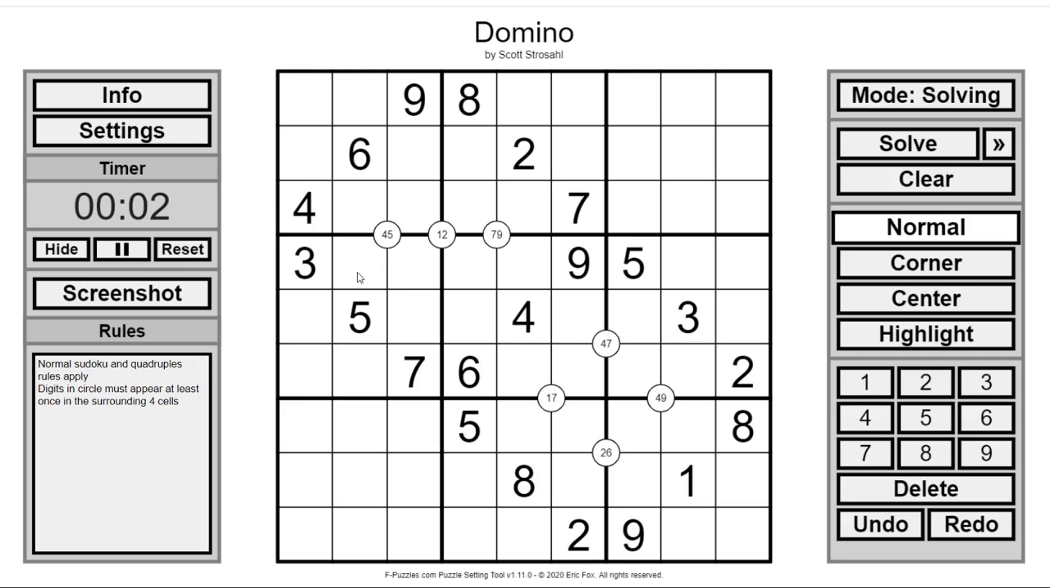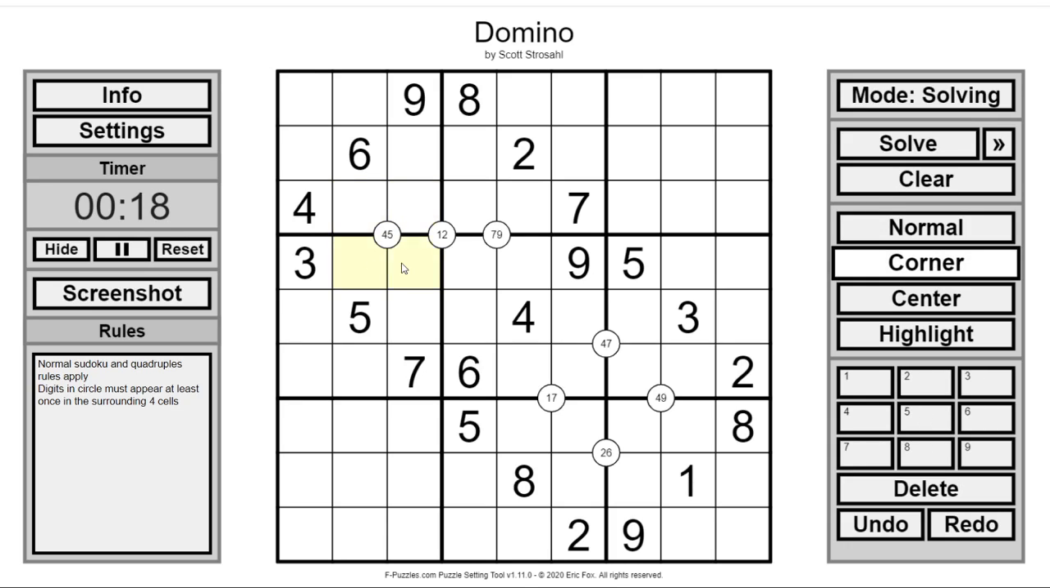Today we're going to be looking at Domino by Scott. Normal Sudoku and quadruples rules apply. Digits in circles must appear at least once in the surrounding four cells. So for this example, 4 must be in one of those 4 cells.